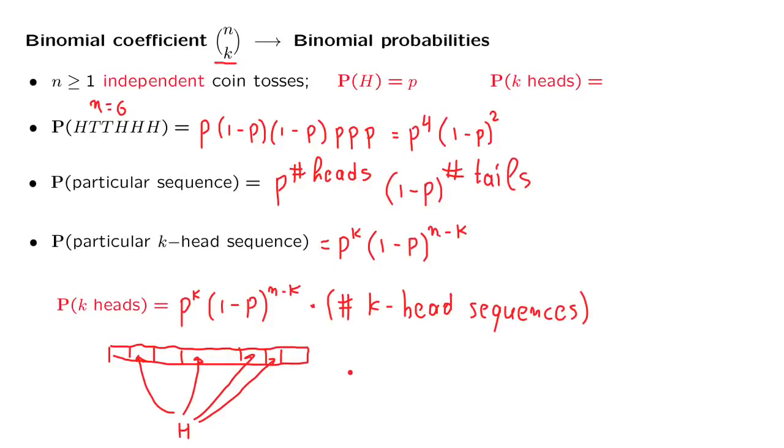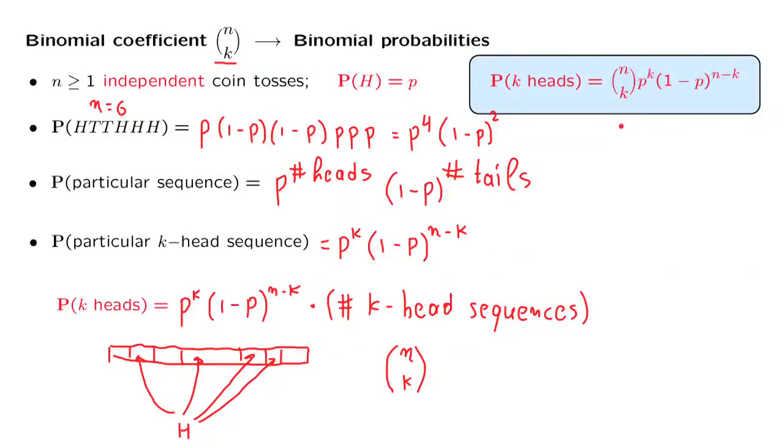So, what's the number of k-head sequences? Well, it's the same as the number of ways that you can choose k slots out of the n slots, which is our binomial coefficient, n choose k. Therefore, the answer to our problem is this expression here times n choose k, which is shown up here. At this point, we can pause and consider a simple question to check your understanding of the binomial probabilities.